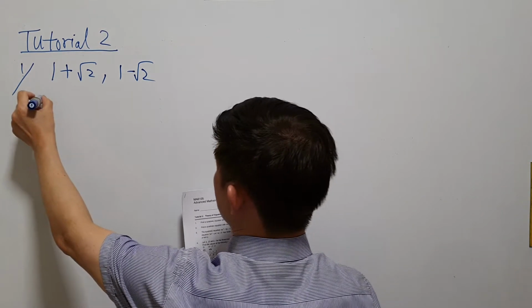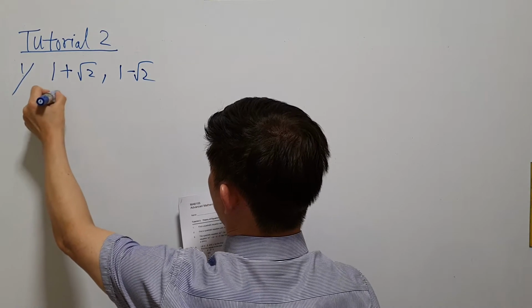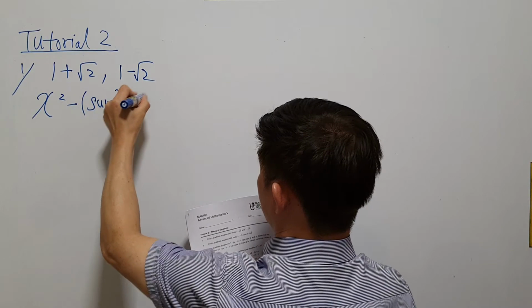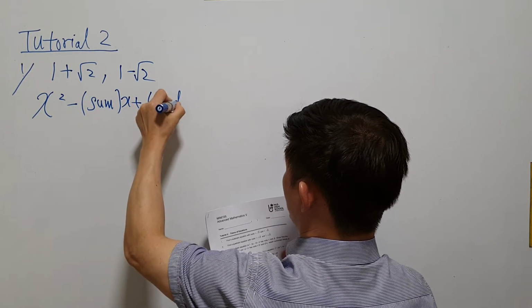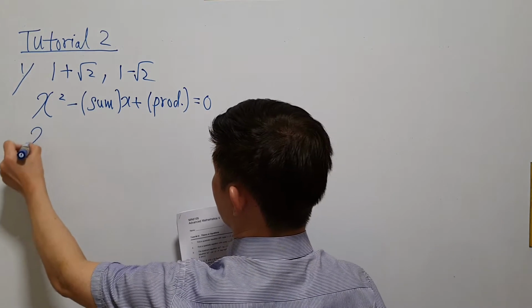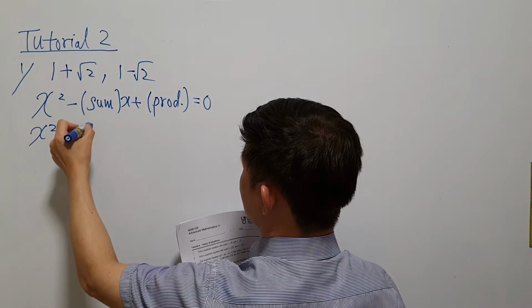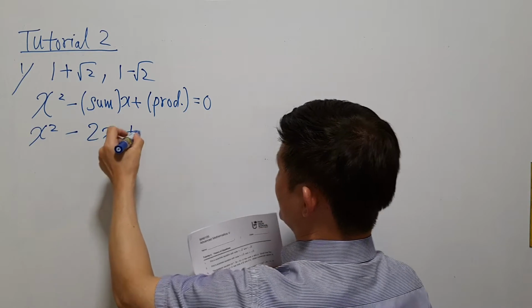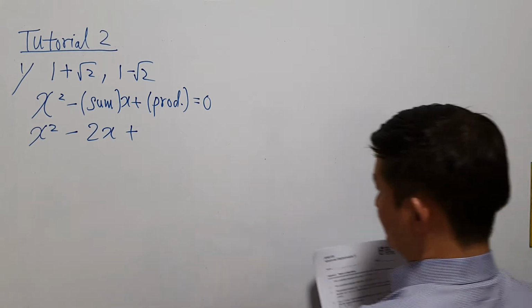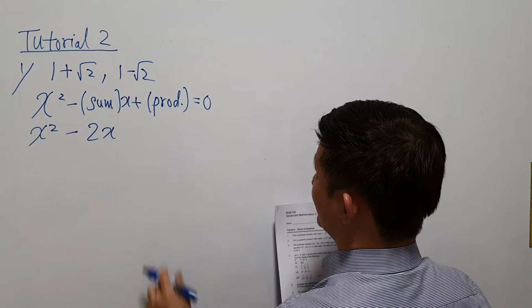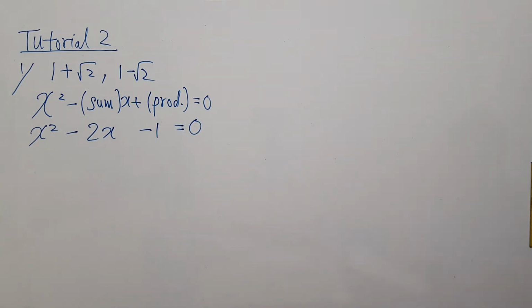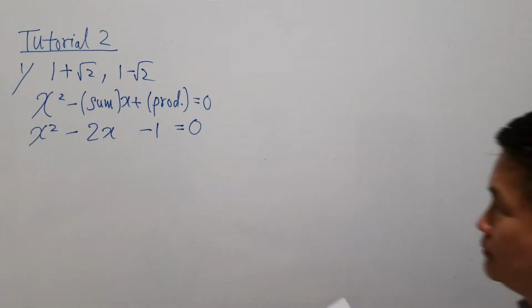So what I can do is, the equation is x squared minus the sum x plus the product. For a quadratic, it's just like that. So x squared minus the sum, this gives you 2, and then the product gives you 1 minus 2, so it's minus 1. So this is actually the equation for question number 1.